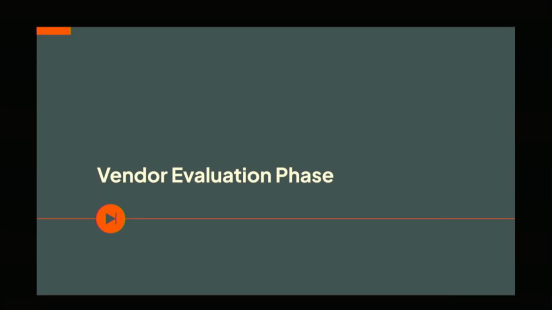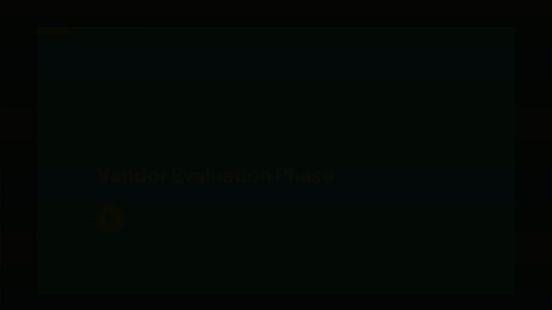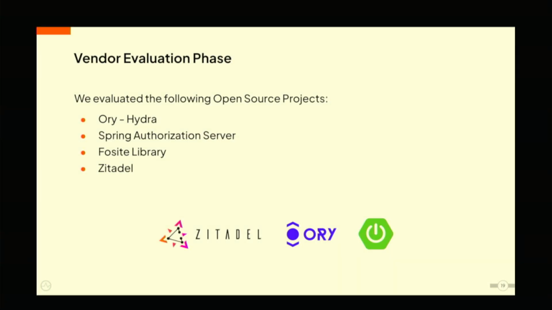Okay, then we decided to move on with open source. But now the question is, what product should we use? So we had 4 options for this. The first one is Ory's stack, and then Spring Authorization Server, the Forgerock library, and Citadel. Ory, Spring Authorization Server, and Citadel are complete out-of-the-box solutions, but the library is kind of something that we have to implement ourselves. So we took it out at that point because that's too much code for us to write, and the go-to-market time will be high.